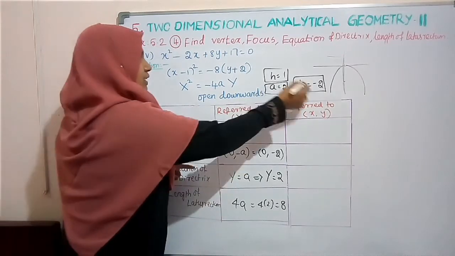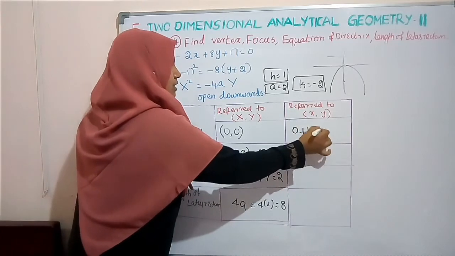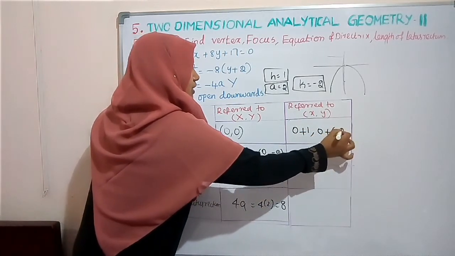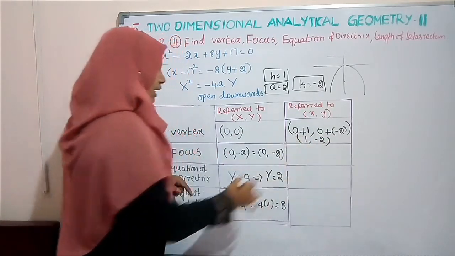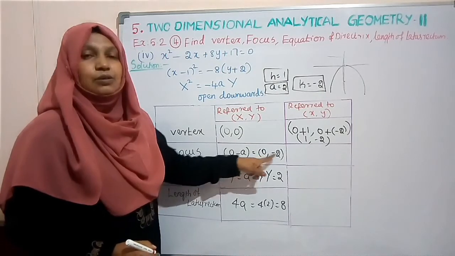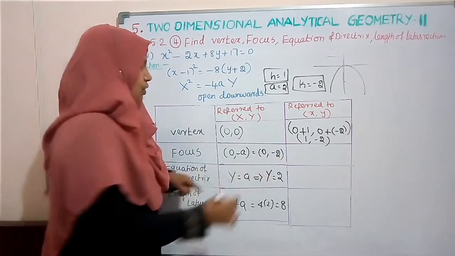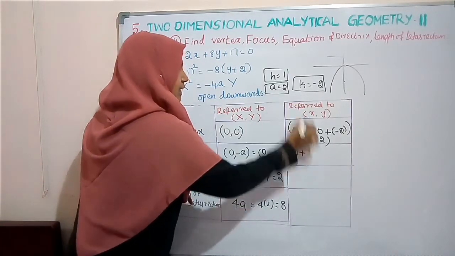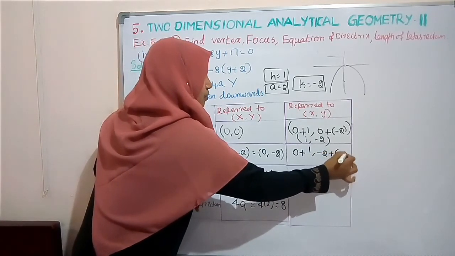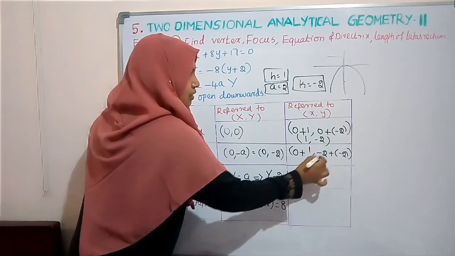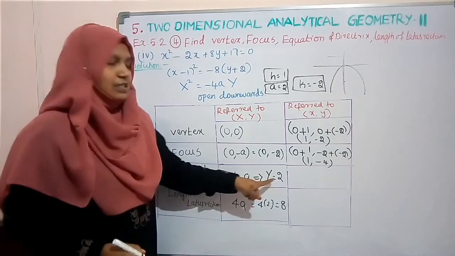See, what is our h and k value? 0 plus h, that is plus 1, and 0 plus k, that is minus 2. So the answer for the vertex is 1 comma minus 2. And next one, the focus is 0 comma minus 2. We have to add h with 0 and k with minus 2. So our answer is 0 plus h, that is 1, and minus 2 plus k, that is again minus 2. So the answer is 1, minus 2 plus minus 2 means it is minus 4. And Y is equal to 2.